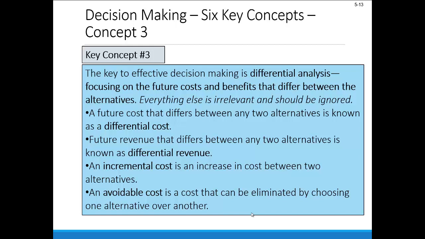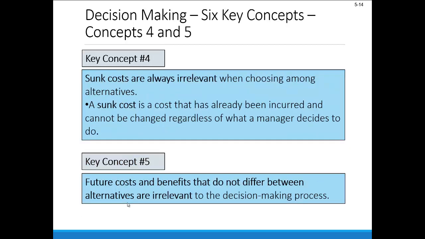So a future cost that differs between any of our alternatives is known as a differential cost. If we're talking about a revenue item, we just call it differential revenue. An incremental cost is another way to describe a differential cost, although we're talking specifically there about a cost that's increasing or greater between two alternatives. And then an avoidable cost is any cost that could be eliminated by picking one of our options or our choices over the other.